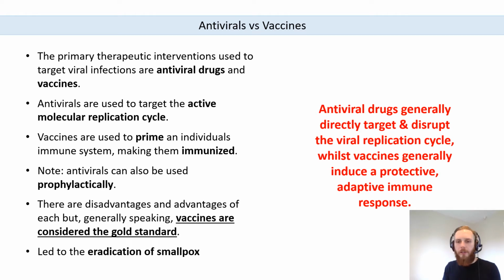Again, antiviral drugs are targeting the viral replication cycle. Vaccines are priming the immune system. They're immunizing you so that you can respond appropriately to exposure to a particular infectious agent in the future. Vaccines are generally considered the gold standard, and the principle there is that there are barriers that are overcome inherently by vaccination.